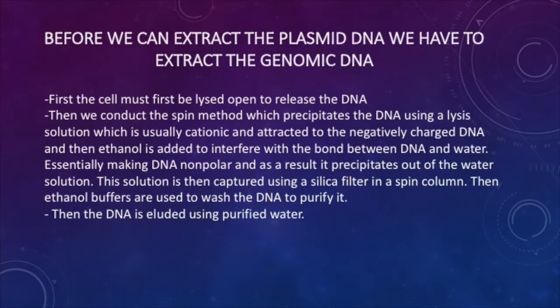Before we can extract the plasmid DNA, we have to extract the genomic DNA. First, the cell must be lysed open to release the DNA. Then we conduct the spin method, which precipitates the DNA using a lysis solution, which is usually cationic and attracted to the negatively charged DNA. And then ethanol is added to interfere with the bond between DNA and water, essentially making DNA nonpolar, and as a result, it precipitates out of the water solution.